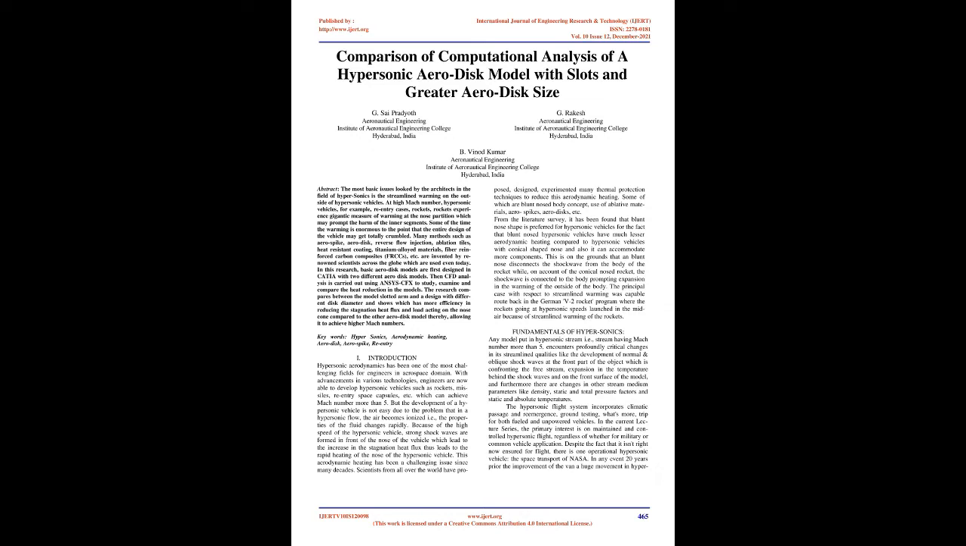In this research, basic aero-disk models are first designed in CATIA with two different aero-disk models. Then CFD analysis is carried out using ANSYS-CFX to study, examine, and compare the heat reduction in the models. The research compares the slotted-arm model with a design with a different disk diameter, and shows which is more efficient in reducing the stagnation heat flux and load acting on the nose cone compared to the other aero-disk model, thereby allowing it to achieve higher Mach numbers. Keywords: hypersonics, aerodynamic heating, aero-disk, aero-spike, re-entry.